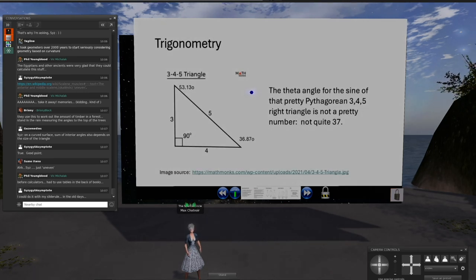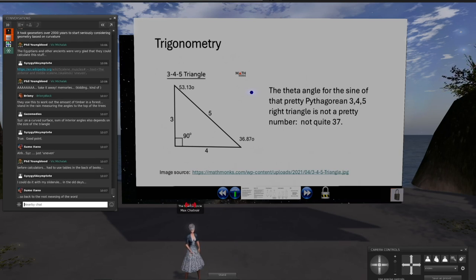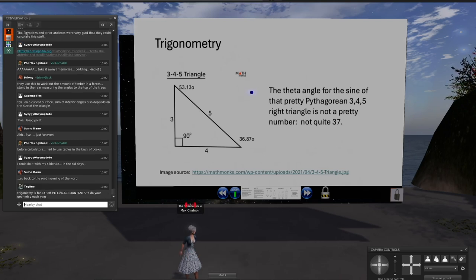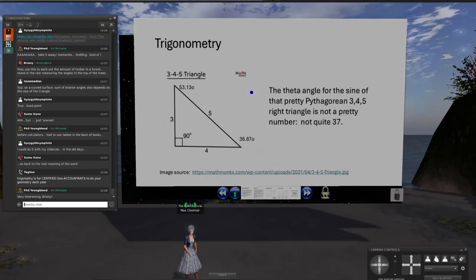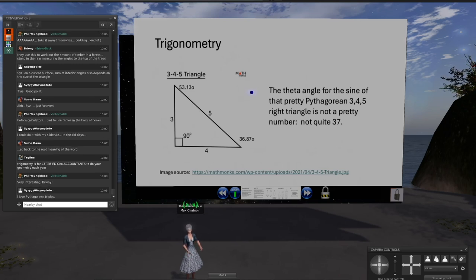And then there is the famous 3-4-5 Pythagorean right triangle. The relative lengths of the sides are kind of pretty. The angles, alas, are not. You'd think they'd be some nice pretty number, but they're not. It's 36 plus a lot of decimal places after that, so it's not quite 37. But anyway, the right triangle itself is quite nice.